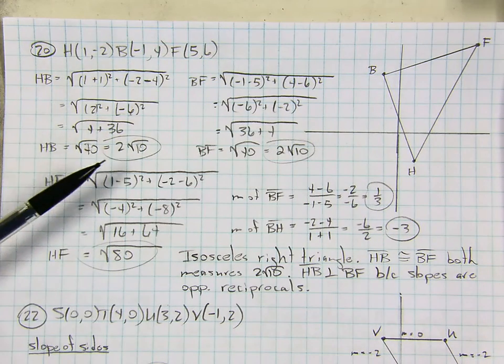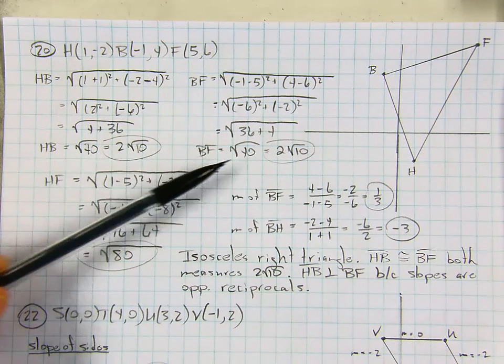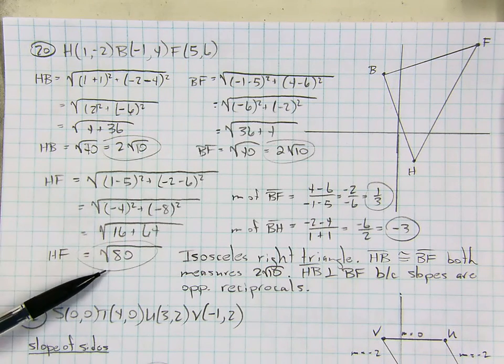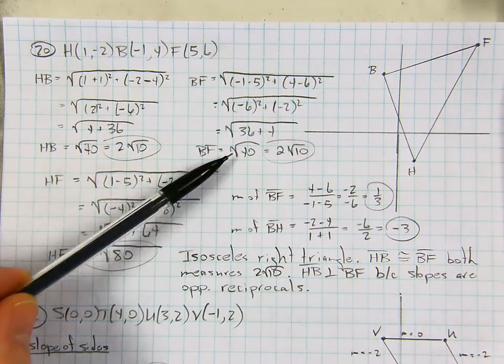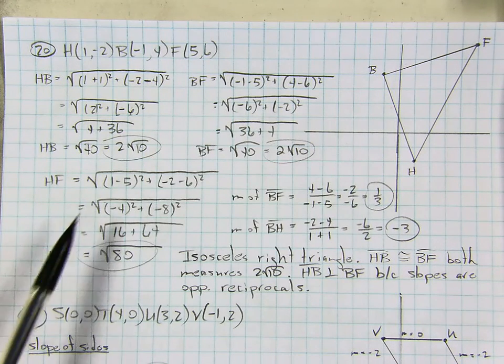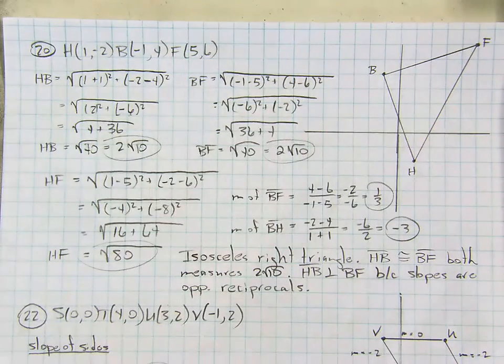And here they are. I got 2 square roots of 10 for HB, 2 square roots of 10 for BF, and HF with the square root of 80. Okay, so these two were congruent, so it's an isosceles triangle. Then I went back and looked at the picture and said, all right, it looks like these two might be right, form a right angle.